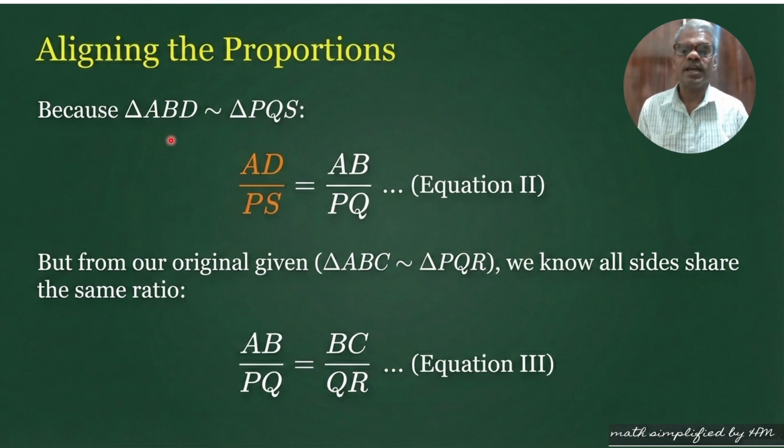Now, the step is aligning the proportion. As triangle ABD is similar to triangle PQS, its corresponding sides are proportional. AD upon PS is equal to AB upon PQ. Name this as equation 2. But from our original given, triangle ABC is similar to triangle PQR, we know all sides share the same ratio. Therefore, AB upon PQ is equal to BC upon QR. Name this as equation 3.